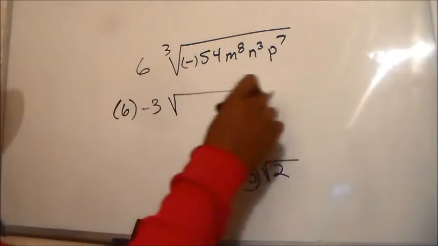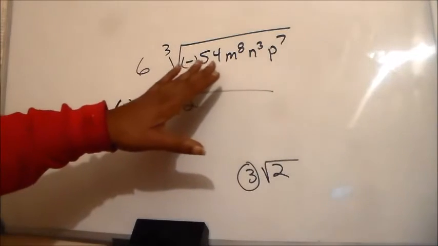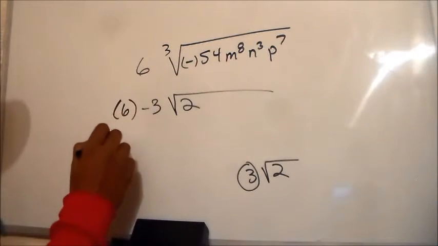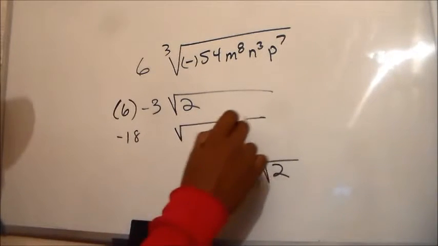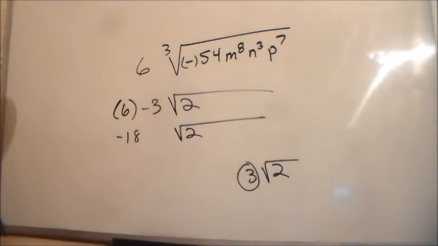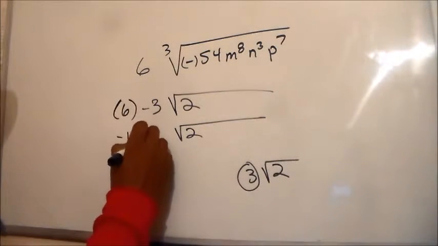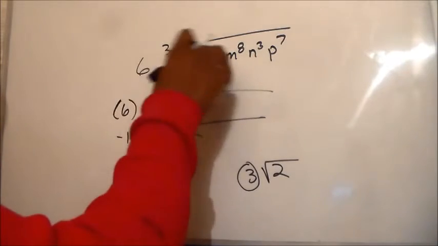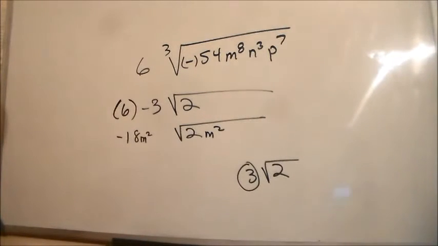We know ultimately what we're gonna go with: 3 root 2. Now we need to find out the 18, so negative 18, and we'll leave some space. So 3 goes into 8. How many times? Twice. So we'll put m squared. But we have 2 remaining, so m squared comes out and the remainder stays here.